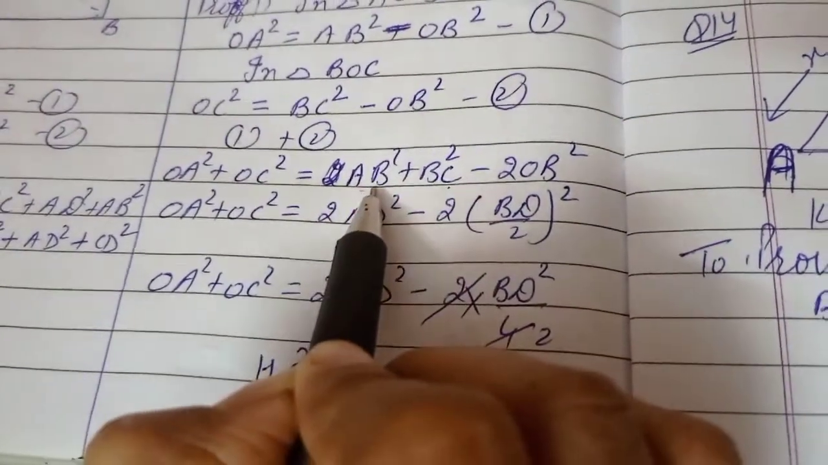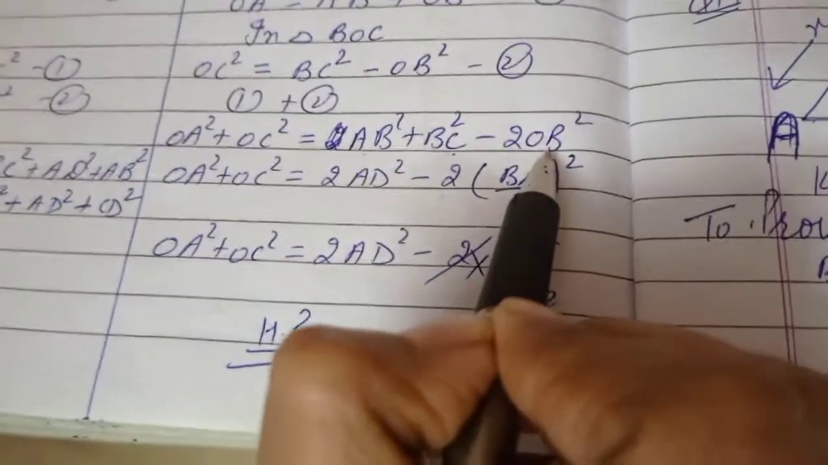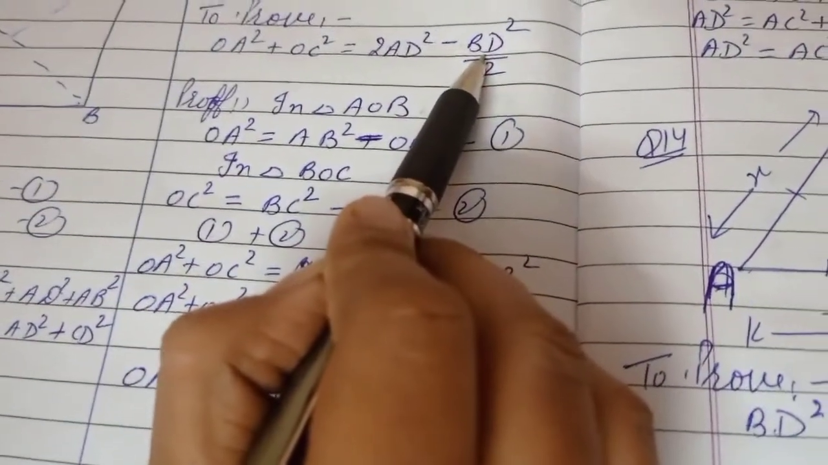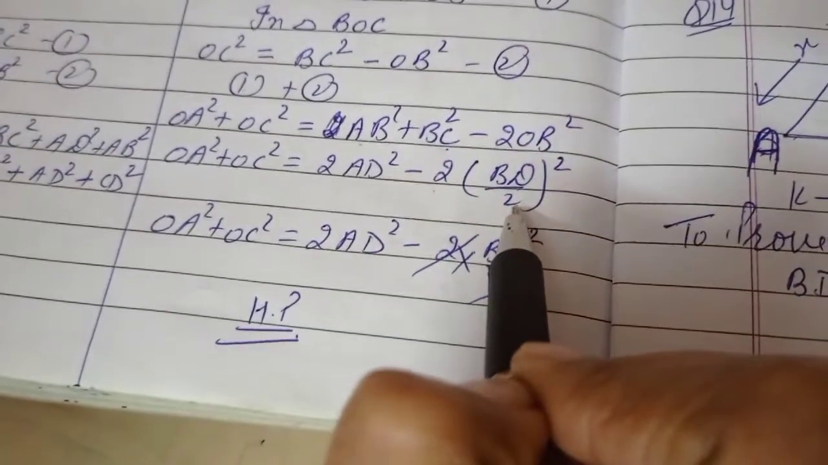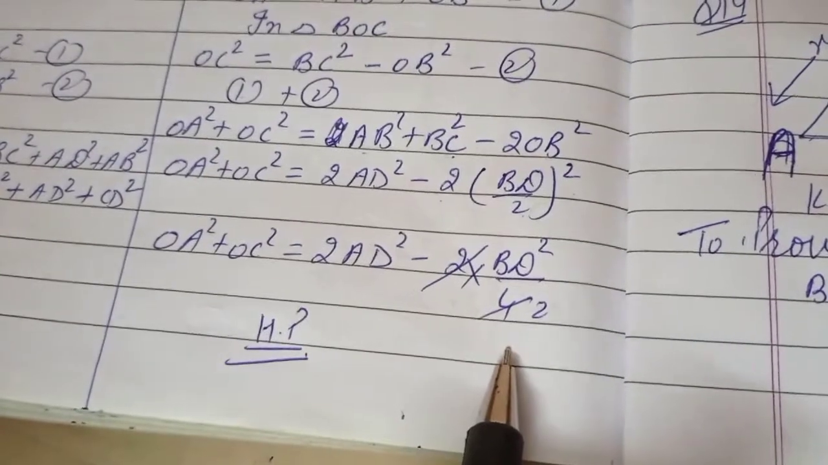So if we replace it with AD, it will become 2AD square minus 2 OB square. In place of OB, what we need? We need BD. So what is the relation of OB and BD? OB is half of BD. So OB can be written as BD divided by 2, whole square. So open it. This is the result what you have to prove.